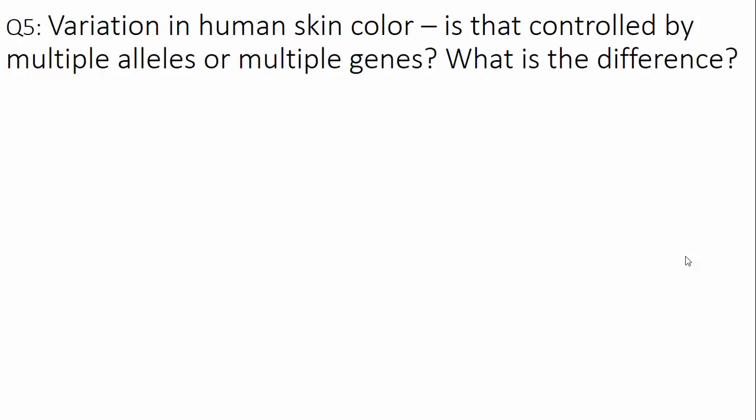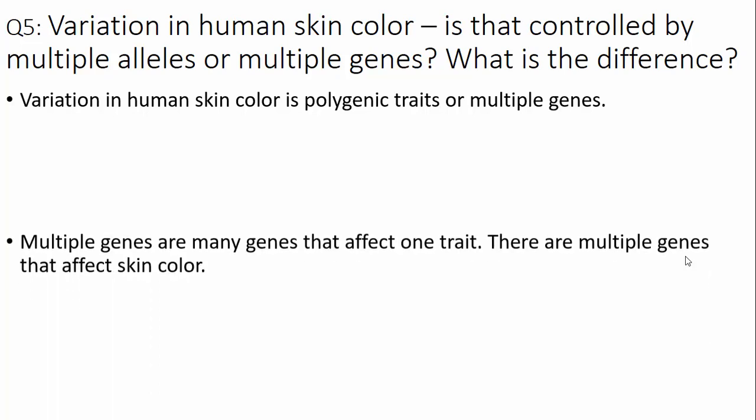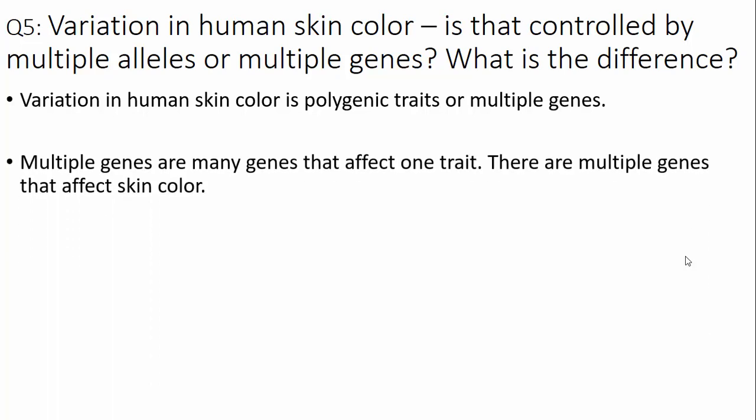All right, moving along, number 5, variation in human skin color. Is that controlled by multiple alleles or is that controlled by multiple genes? And what in the world is the difference? Well, variation in human skin color is known as polygenic traits, which means many or multiple genes. Now, multiple genes are many genes that affect one trait. So in this example, human skin color is one trait controlled by many genes. So there are multiple genes that affect skin color. That's an example of multiple genes.